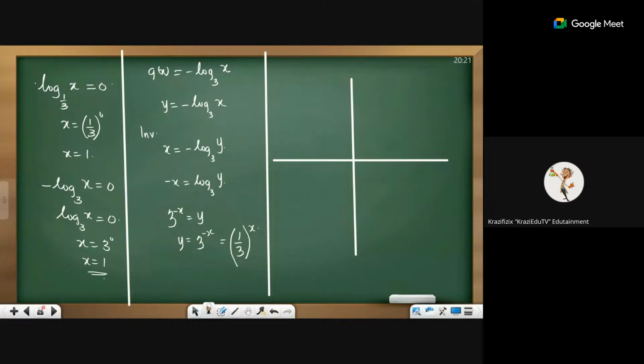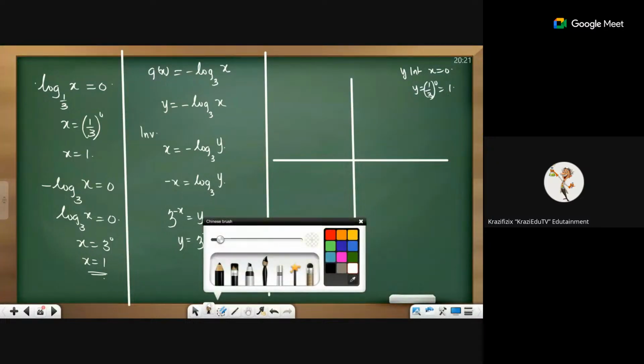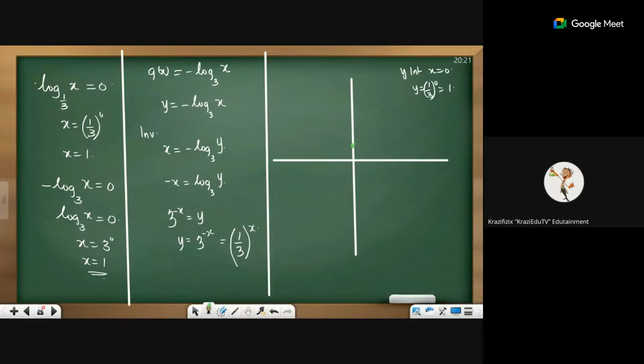To sketch, what do we need? X-intercept and the y-intercept. But let's check. How do you get x-intercept? Or how do you get y-intercept? Make x what? 0. All right. Y-intercept. X should be equal to what? 0. So what do we have? 1 over 3 to the power of 0. So I definitely see there's a 1. I don't know if you see the shape.